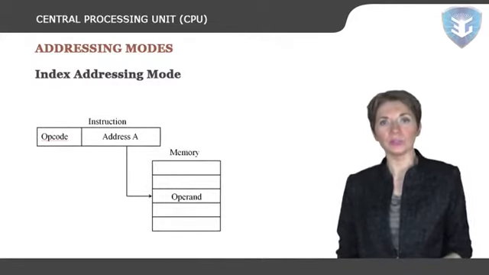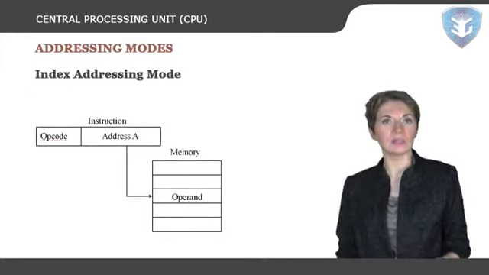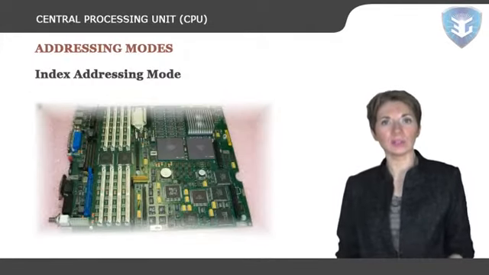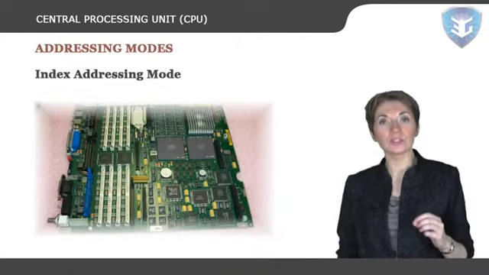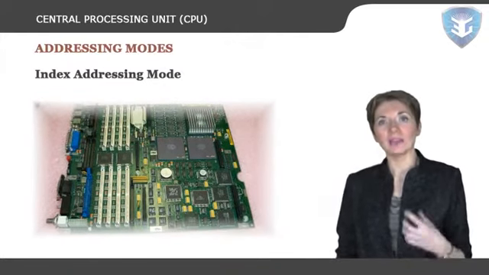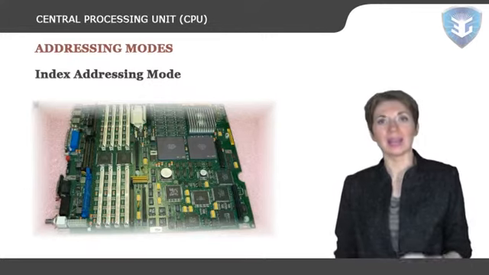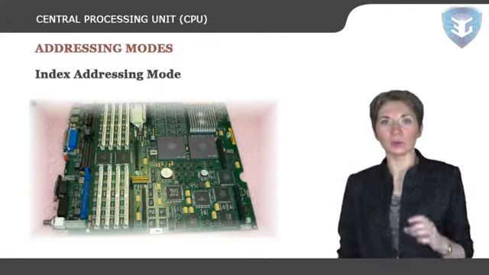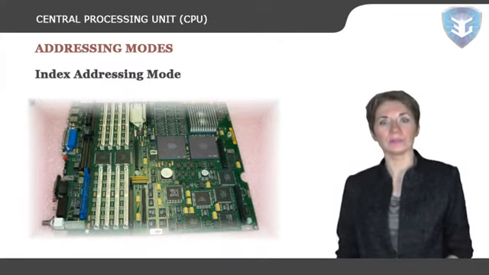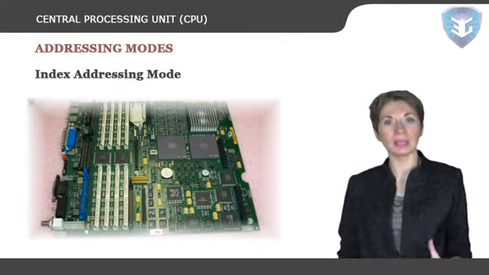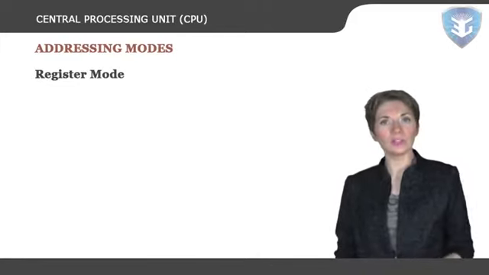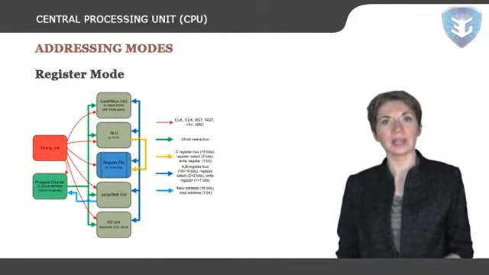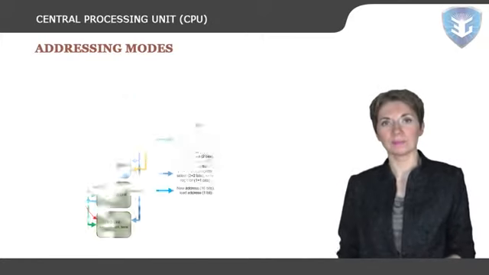Index mode is used to access an array whose elements are in successive memory locations. The content of the instruction code represents the starting address of the array, and the value of the index register is the index value of the current element. By incrementing or decrementing the index register, a different element of the array can be accessed. Register mode. The number of the CPU register is embedded in the instruction.